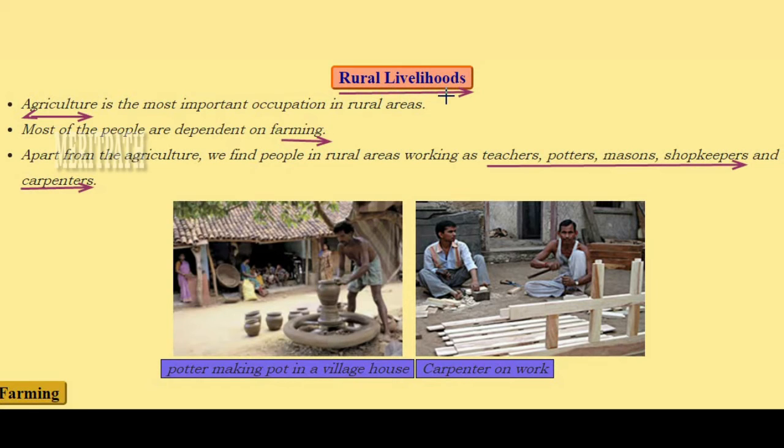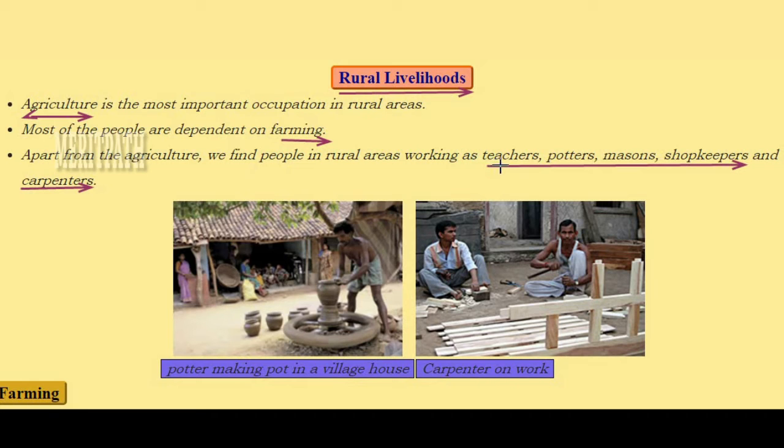When I say the word rural areas, it means people living in villages. You all know it, right? Agriculture is the most common occupation in the rural areas. Their main occupation is agriculture. They depend on farming practice. So the majority of the people living in rural areas depend on agriculture for making a living.